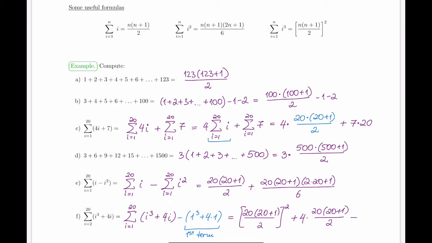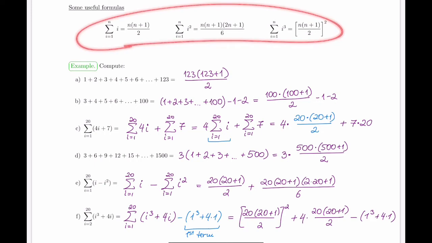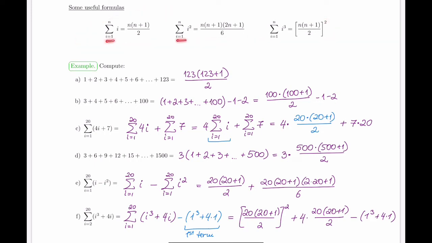So I'm going to have minus 1 cubed plus 4 times 1. And now I am truly done. So this is going to be my final expression. Okay, so again, the key in applying these formulas is just remembering that your expression has to start from 1, go up until a certain number before you can apply it. And then also don't forget that you can break up the sum using the massaging techniques that we discussed last time.